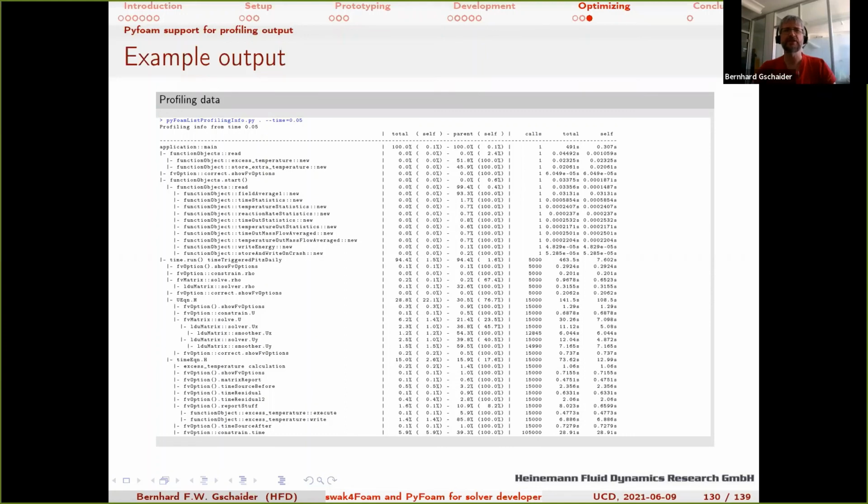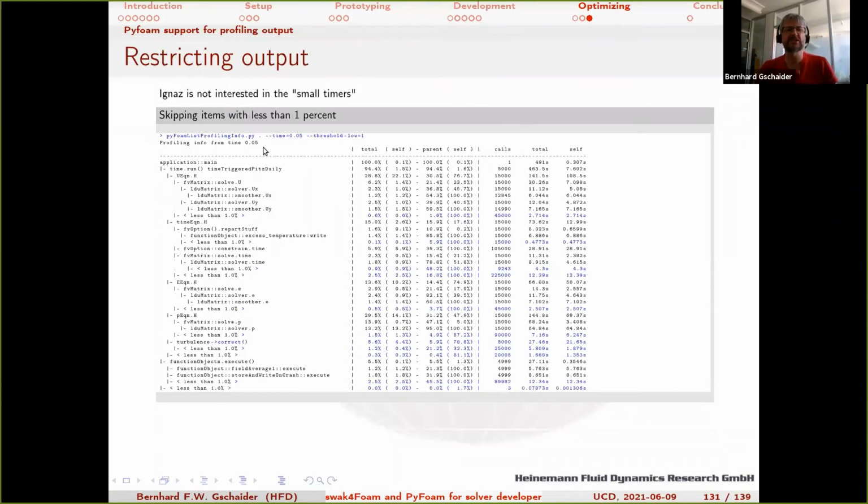So the first thing Ignaz does is tell it, use a threshold of 1%. I don't want to know about any triggers below 1%. Then he reruns it and gets the profiling information. Now that's much more interesting. For instance, now he knows that the time equation takes 15% of the overall time. That's how much it is used there.